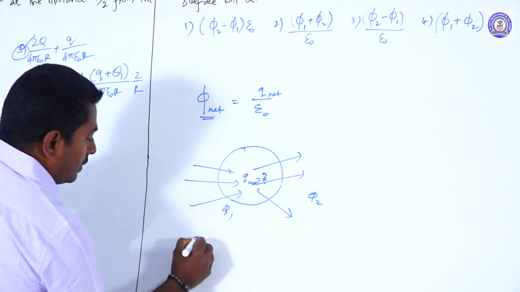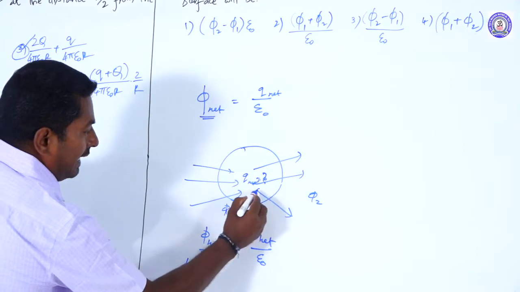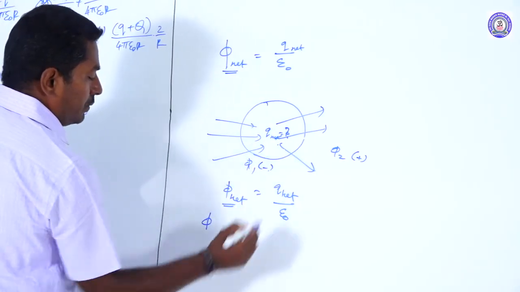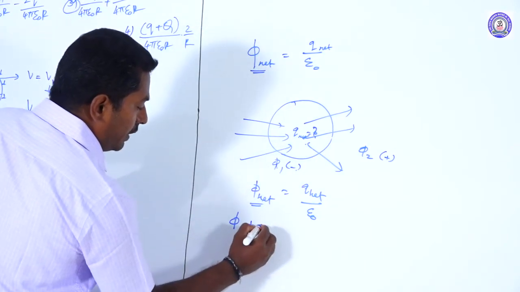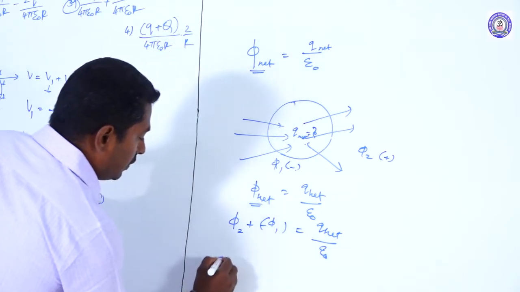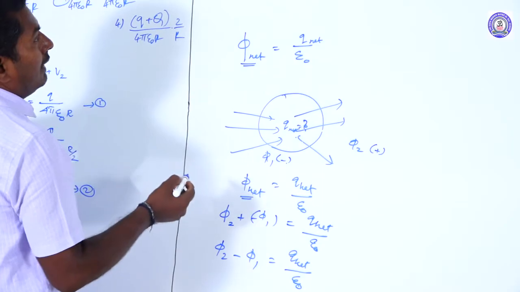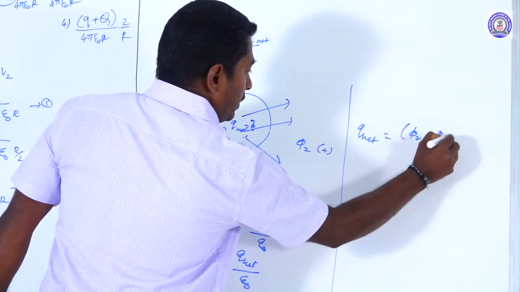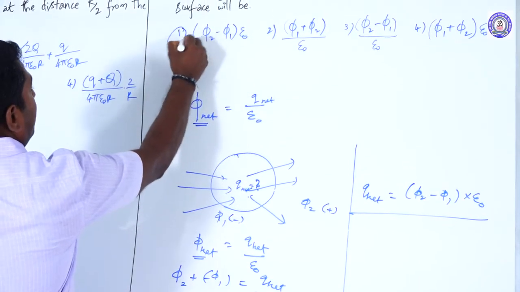So net flux is equal to net charge divided by epsilon naught. Electric flux leaving from the surface is taken as positive, and electric flux entering into the surface is taken as negative. Therefore net flux, phi 2 minus phi 1, is equal to net charge enclosed by the surface divided by epsilon naught. In this problem, we calculate the electric charge inside the closed surface. Net charge Q net is equal to phi 2 minus phi 1 into epsilon naught. First choice.